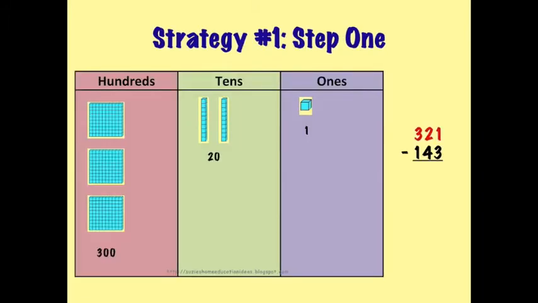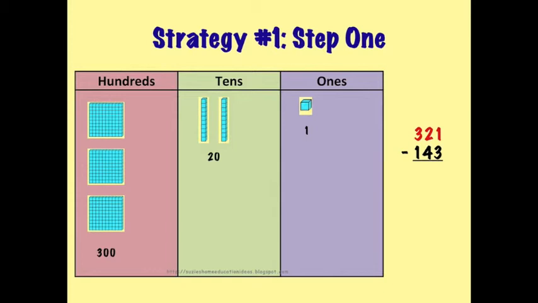For step 1, I have used the base 10 blocks to model our minuend, 321, by dividing the individual digits in the number into their corresponding spots on the place value chart. As you can see, we have 3 flats representing the number 300, 2 rods representing the number 20, and 1 unit representing the number 1. If we were to add these all together, 300 plus 20 plus 1, we would get our minuend, 321.